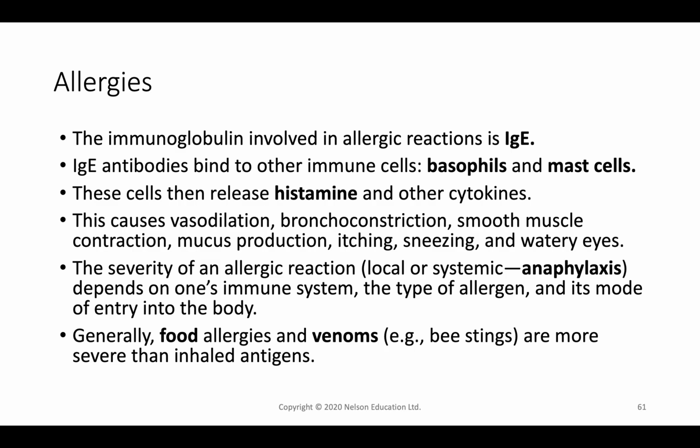Okay, allergic reactions are going to be responsive to the immunoglobulin IgE, which is going to bind to other immune cells like basophils and mast cells, which are then going to, again, release histamine and other types of cytokines. This is going to be an inflammatory response, which causes vasodilation, bronchoconstriction. Again, this is going to be something you see in asthma, right? Constriction of your bronchioles, as well as smooth muscle contraction, the creation of mucus, and watery eyes or sneezing or itching. All of these are your typical allergic reactions.